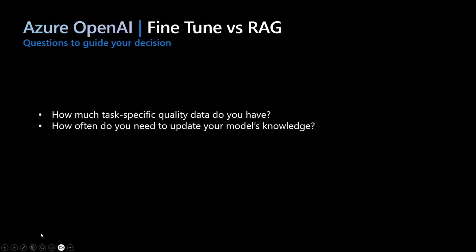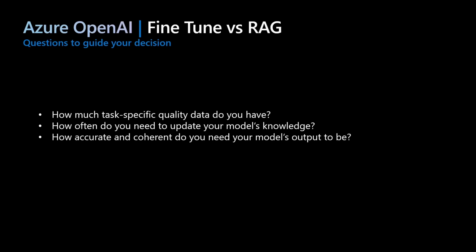The next question is basically, how accurate and coherent do you need your model's output to be? A lot of the time, if you've worked with ChatGPT, not a lot of the time, but sometimes you would see that there's a lot of hallucinations, right, that happen when you're asking questions. So one thing you have to understand is, do you need your model to have high accuracy and coherence in terms of the answers that you're retrieving if it doesn't have that information? In that case, if you really need that, if you can't afford for that information to be sort of hallucinated, then fine-tuning might be a little bit more suitable.